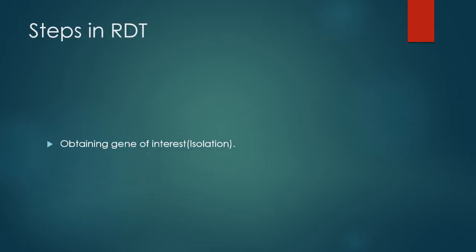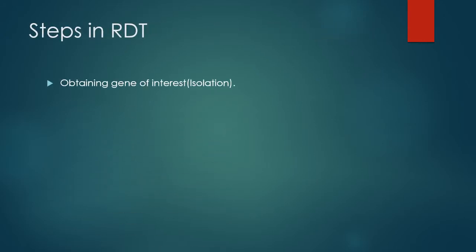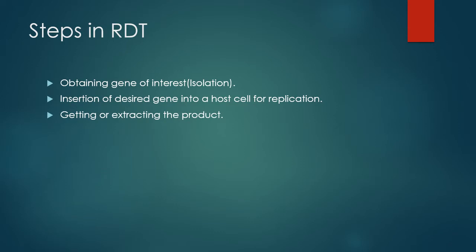So we would be moving straight off to the steps in recombinant DNA technology. So first, we obtain our gene of interest, which is known as isolation. We insert the desired gene into a host cell for replication, and most of the times for our host cells we use bacterial cells. Now we extract the product of these recombinant DNAs.